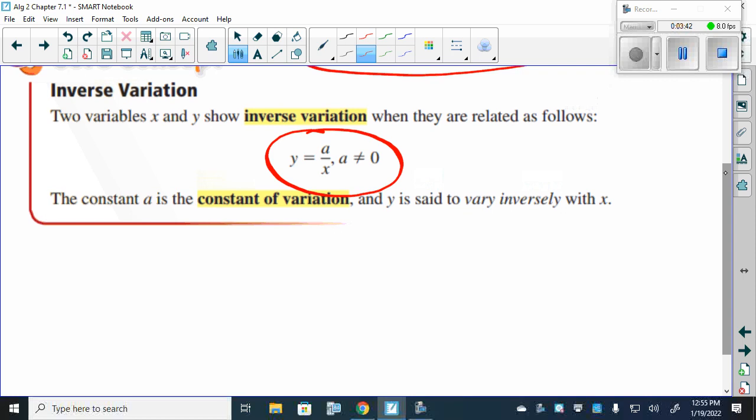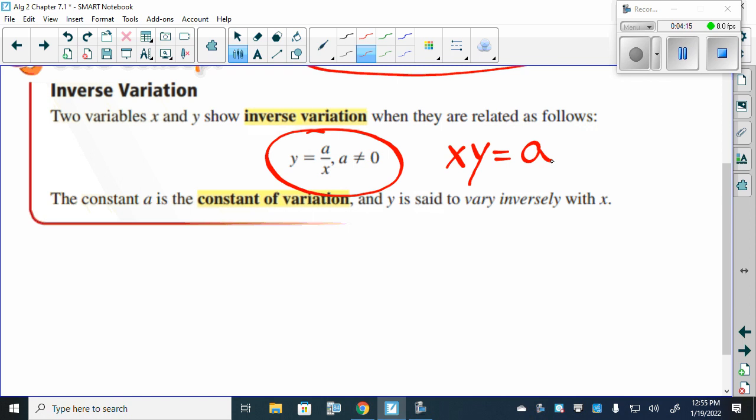So what does that mean for inverse variation? It's flipped. As one increases, the other is going to decrease, and as one decreases, the other is going to increase. They're going to go in opposite directions. So we have y equals a divided by x. Now we can get the a by itself, and if we do that, we would multiply both sides by x, telling us that x times y is equal to a. We're just getting a by itself.